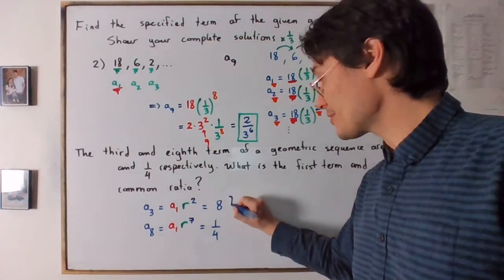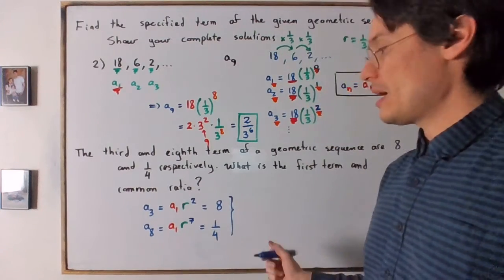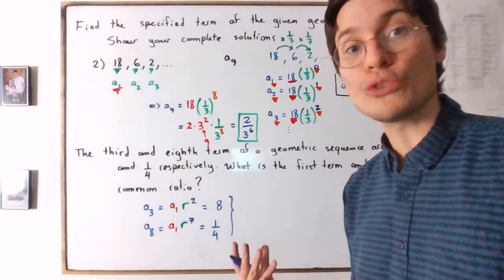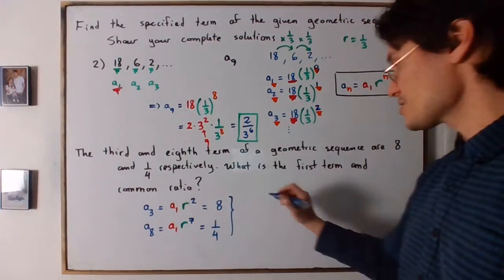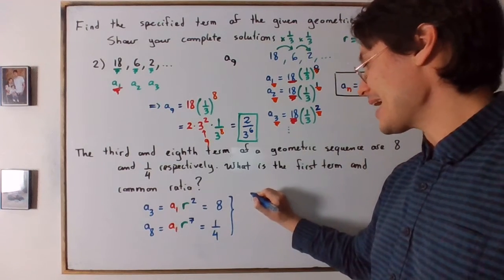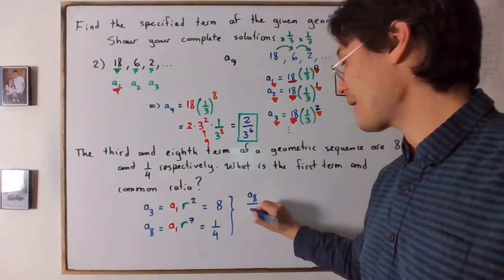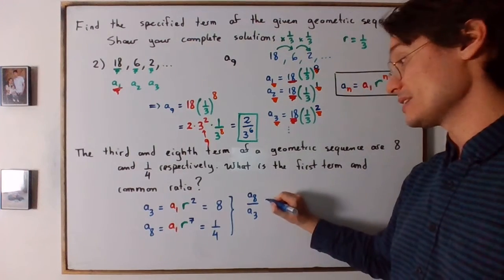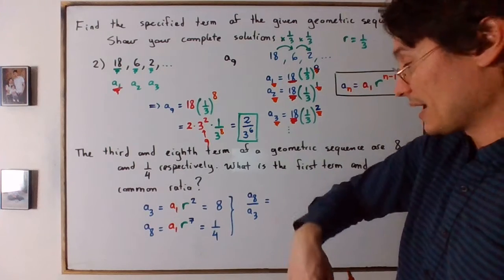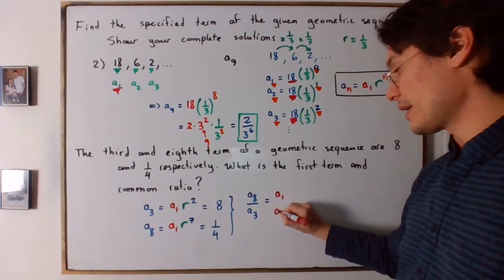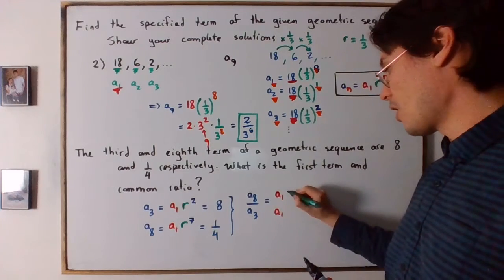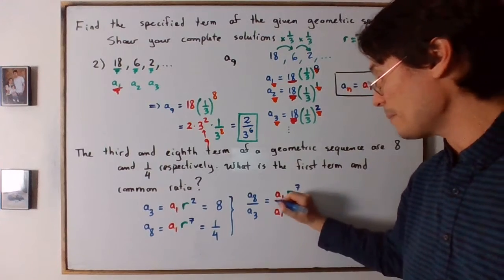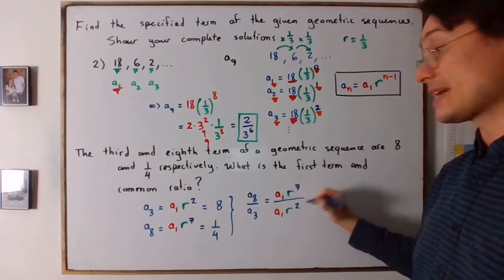So now to figure out the ratio, what should you do? Well, if you divide one by the other, the A1s will cancel. That will give you the value of R. So let's do A8 divided by A3. In general, take the largest one divided by the smallest one. That will work out more nicely. So what you get is A1 over A1, then R to the power of, now be careful, the 7 is at the top, and then the 2 is at the bottom.